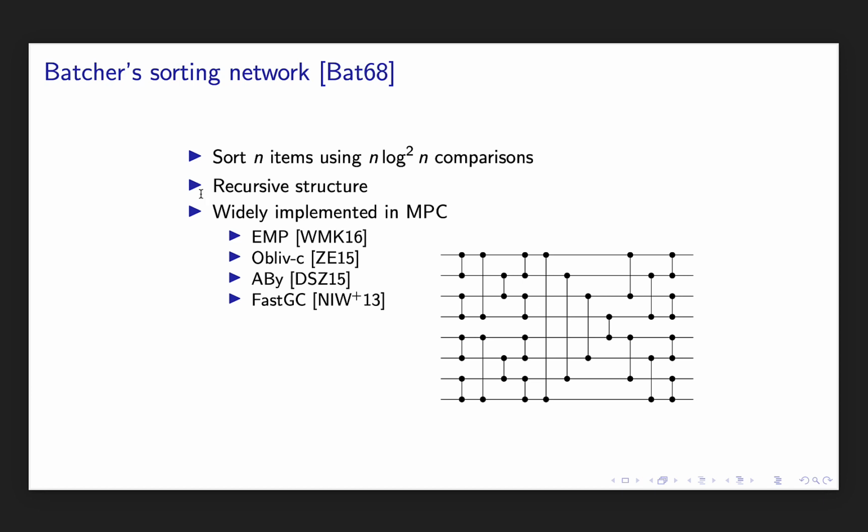Batcher's sorting network can sort n items using n log squared n comparisons, and it's fairly simple and is thus widely implemented in secure multiparty computation platforms like EMP, oblivc, and ABY.